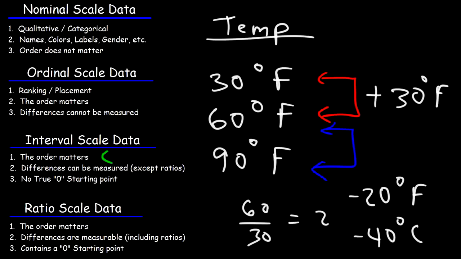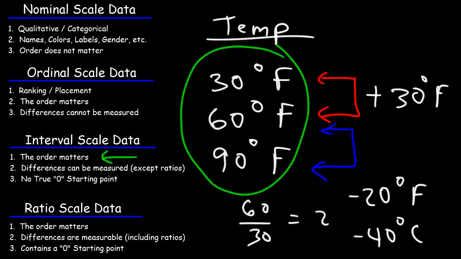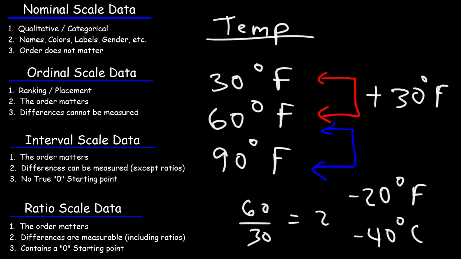Now, going back to number 1, the order matters because you can place these temperature values in order. 30 is lower than 60, and 60 is lower than 90. So you can place them in increasing order. So in that sense, the order matters for this form of data.